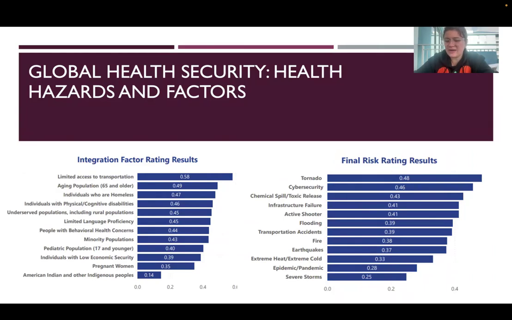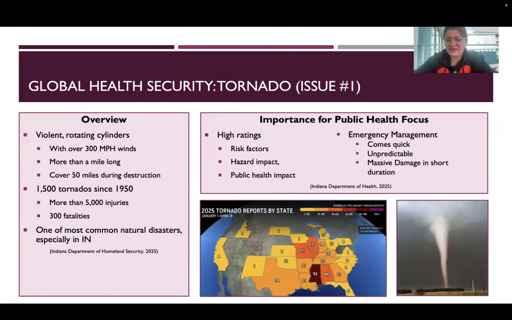For Indiana, the top health hazard noted within the average of all the districts was a tornado, with cybersecurity following a close second. The factors surrounding the hazards that had the most influence throughout the hazards were limited access to transportation. And these are the graphs that show the direct data from that JRA and the tables that were published by the Indiana Department of Health. The present highest at-risk health hazard in Indiana are tornadoes.